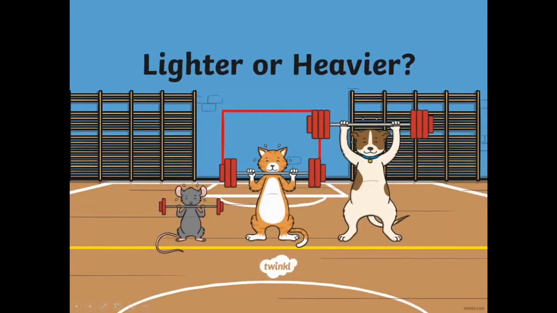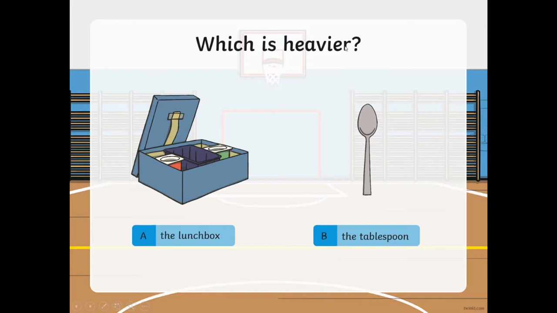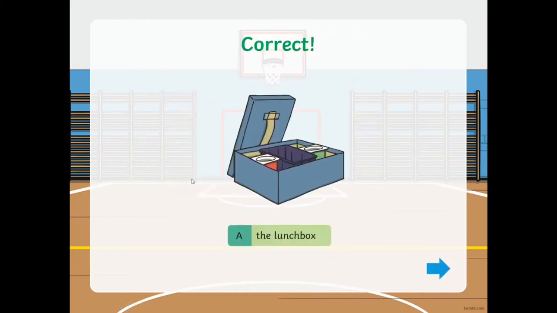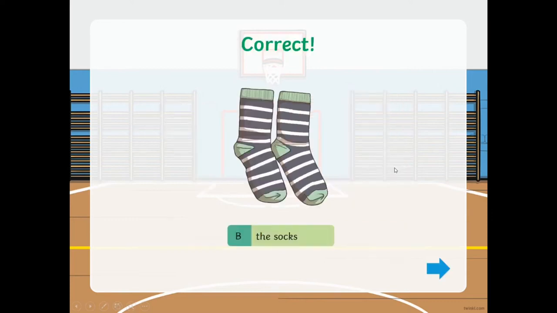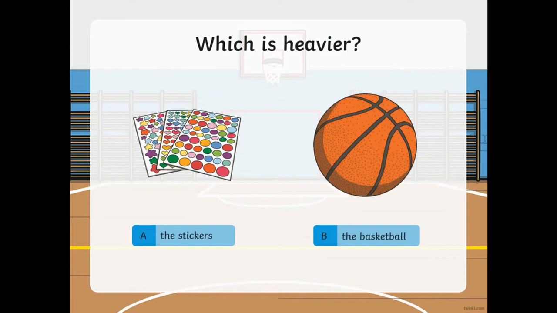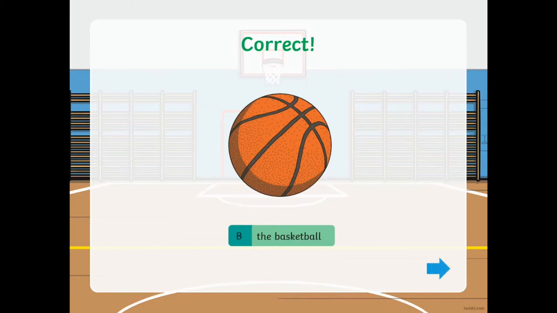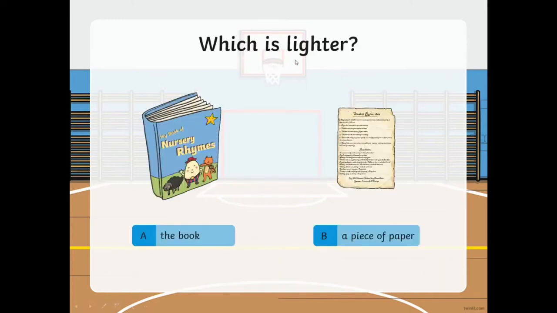Lighter or heavier? Which is heavier? Which one weighs more? The lunchbox or the tablespoon? It is the lunchbox that weighs more than the spoon. Which is lighter? The school shoes or the socks? Which one weighs less? I would say the socks, I agree. Which one is heavier? The stickers or the basketball? So the one that weighs more is? You're right, the basketball. Which is lighter now? Which one weighs less?